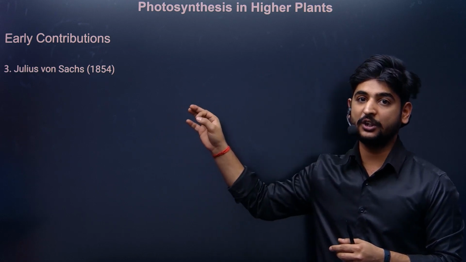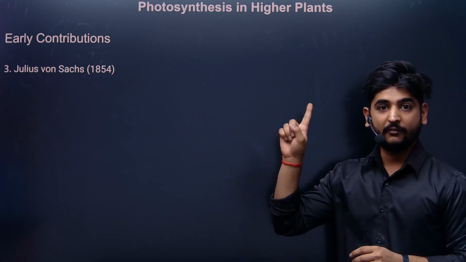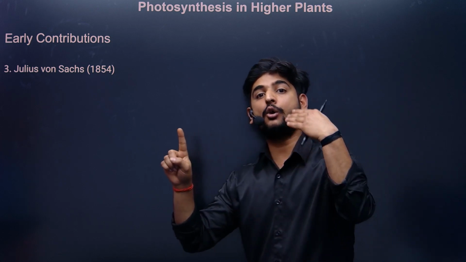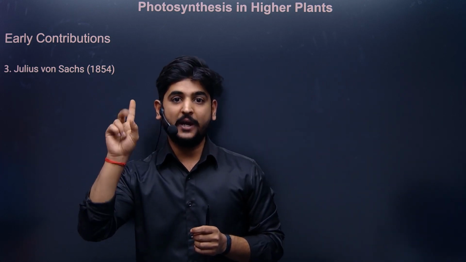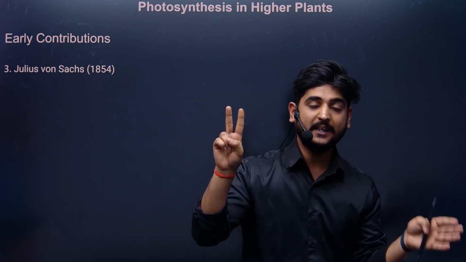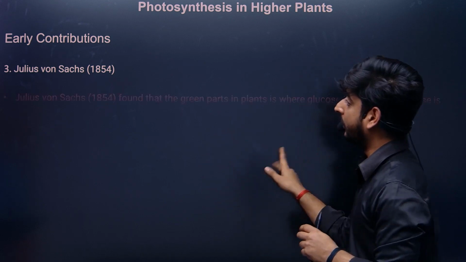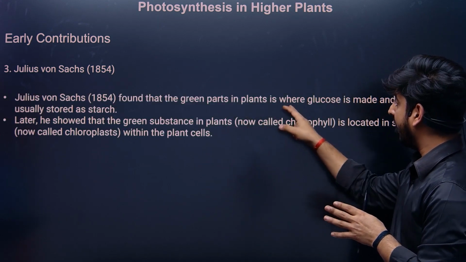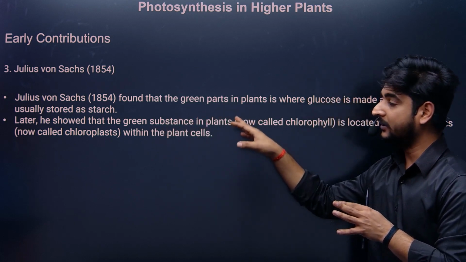Now Julius von Sachs, what did this guy say? Very simple things. First, whenever there is growth in green plants, you will find glucose over there. Second, glucose is the product of photosynthesis and is stored as starch. Second point, very, very important point. So he said that green plants are where glucose is formed, and glucose is usually stored as starch.